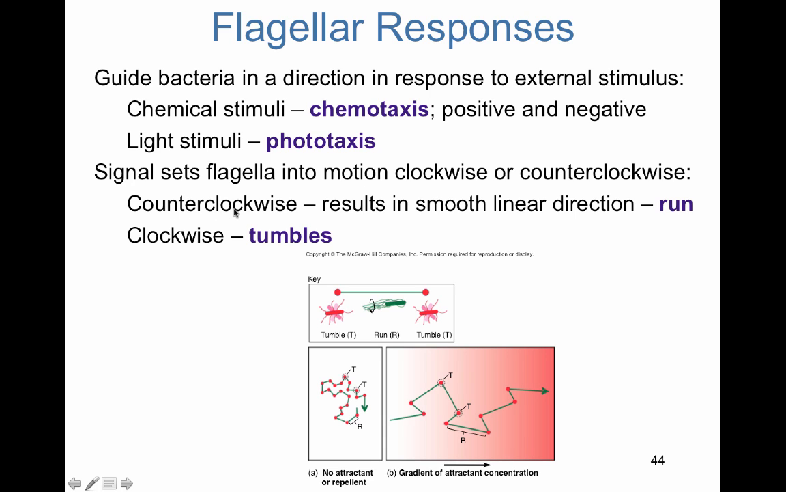So if the flagellum is moving in a counterclockwise manner, then that will result in a smooth linear direction, and we refer to this as a run. If those flagella are moving clockwise, then it tumbles, okay? So basically, the red is referring to a tumble, and the run is this smooth linear direction, which is when the flagella are moving counterclockwise. Now, why would they be moving in their environment? In response to an external stimulus, either chemical, which we refer to as chemotactic movement, or a light stimulus, which would be phototactic.